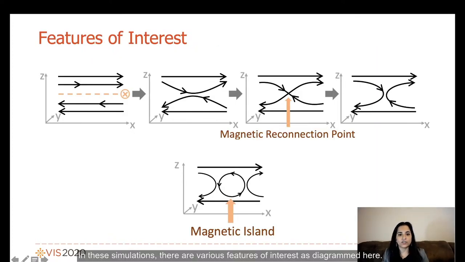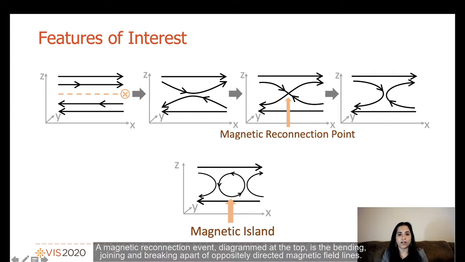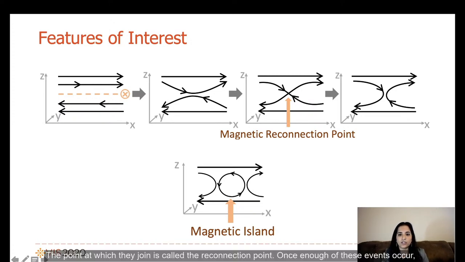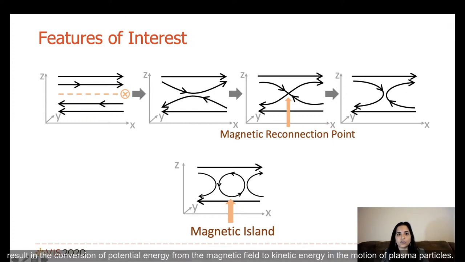In these simulations, there are various features of interest as diagrammed in here. A magnetic reconnection event, diagrammed at the top, is the bending, joining, and breaking apart of oppositely directed magnetic field lines. The point at which they join is called the reconnection point. Once enough of these events occur, we have the occurrence of a magnetic island, a region encircled by a constant magnetic field line. Both these features result in the conversion of potential energy from the magnetic field to kinetic energy in the motion of plasma particles.